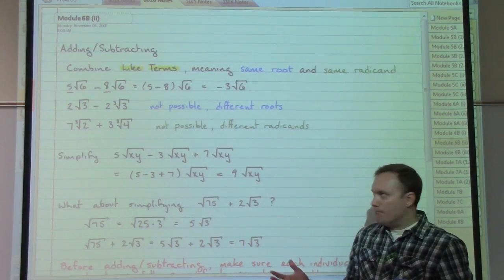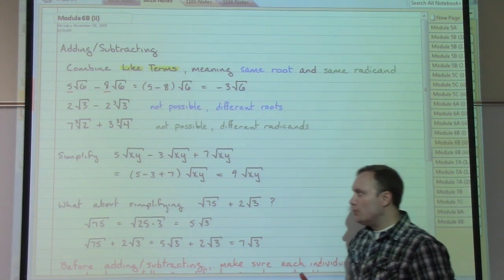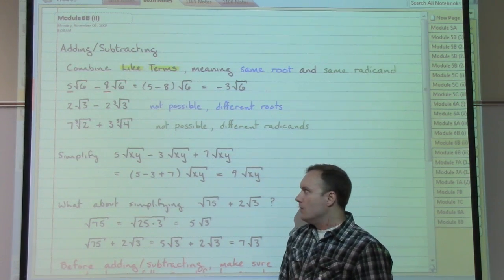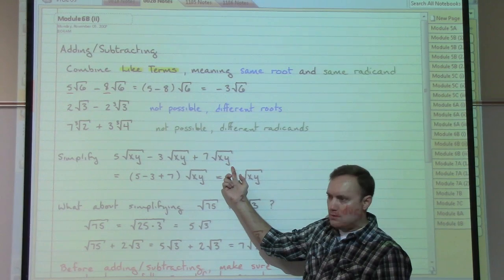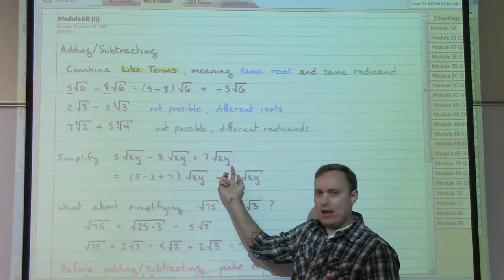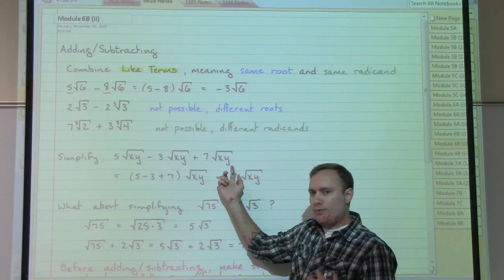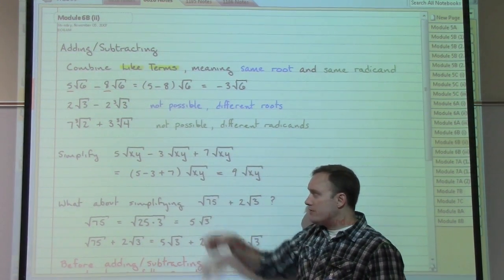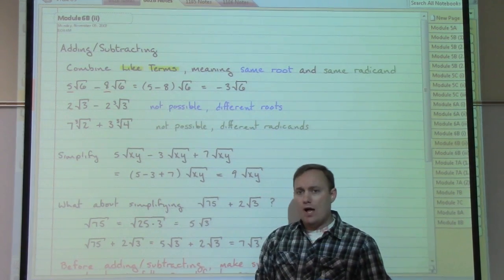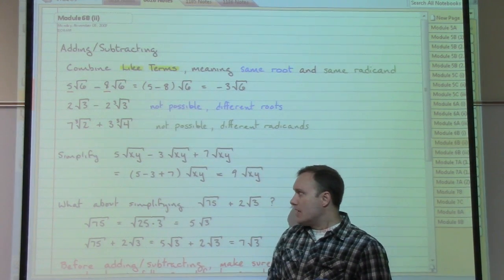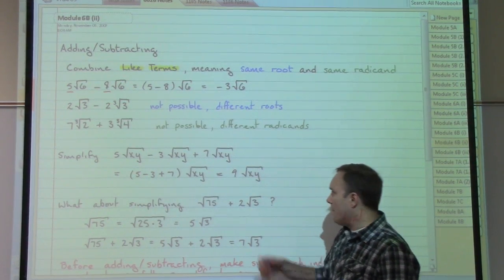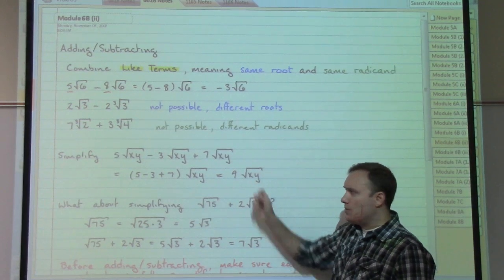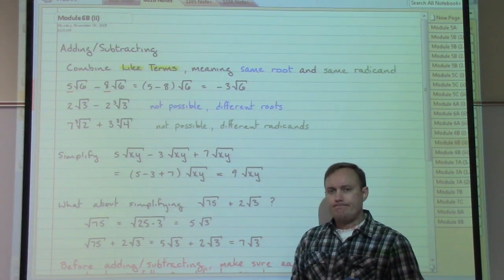And if we have some more terms than just simply 2, then still the same idea holds. As I'm working through these problems, the terms that have the same root and the same expression inside the root, those are things that can be combined. All 3 of these terms have a square root with an xy underneath, so these can be combined together. 5 minus a 3 plus a 7, still have to have that square root on my answer, so I get a 9 with the square root of xy.